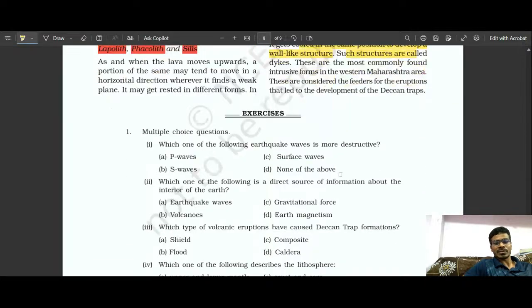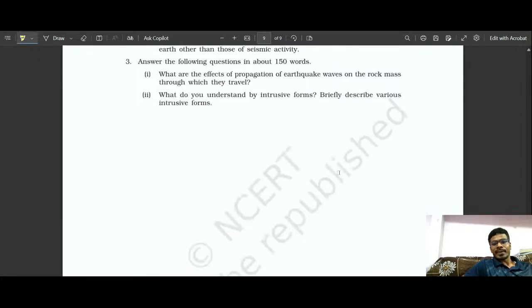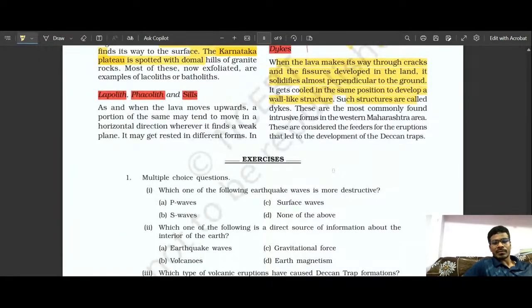Now we have been given an exercise, as you can see, and you will be able to answer this question easily once you go through this entire chapter.